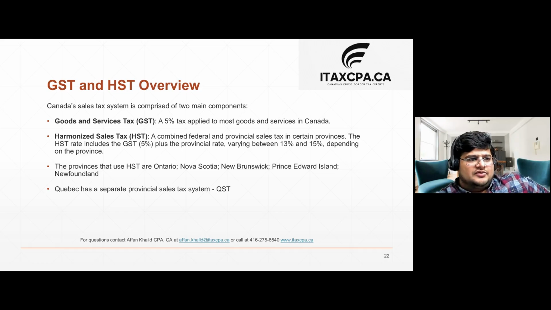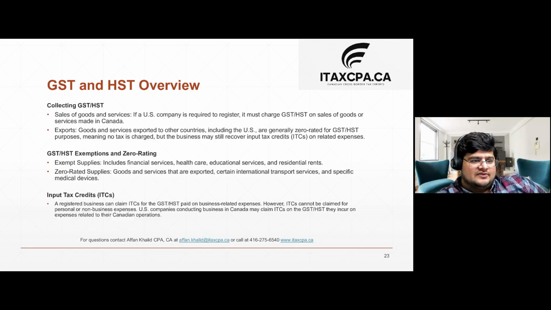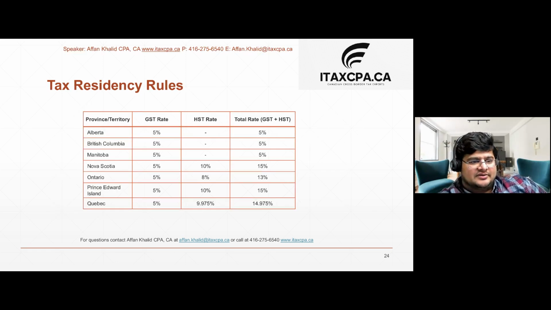Okay, a very quick overview on GST, HST. GST is a federal 5% tax that applies across the country, but then you have provincial rates, and some provinces are harmonized with the federal rate, in which case there will be one single rate charged to you based on the province. Quebec administers its own retail sales tax, which is referred to as QST. On the next slide you can see the rates. I will leave this slide for you to quickly read.